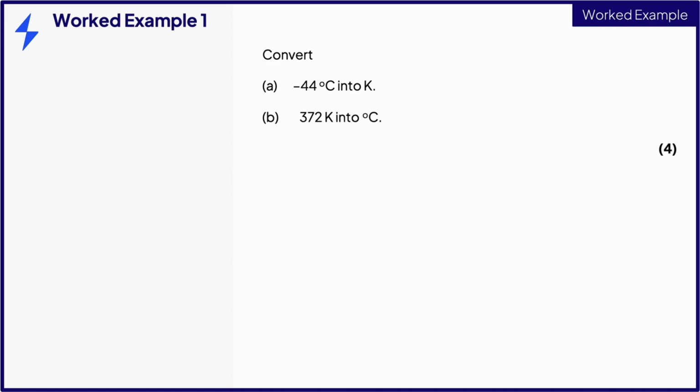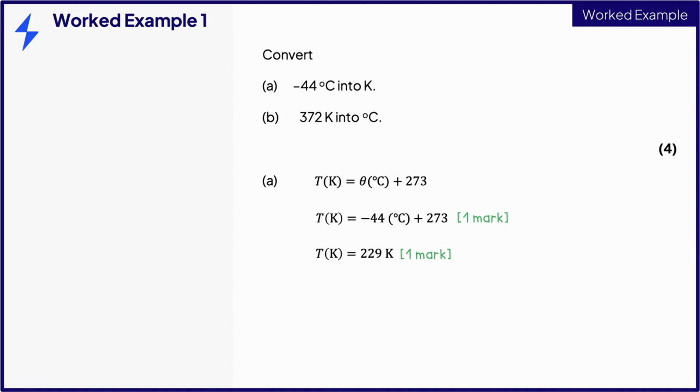Let's try a few examples. Part A asks us to convert minus 44 degrees C to Kelvin, and Part B asks us to convert 372 Kelvin to degrees C. For A, consider the equation for converting from degrees C to Kelvin. We must add 273 to minus 44. Substituting the value into the correct equation gives 1 mark. This is 229 Kelvin, the second mark.